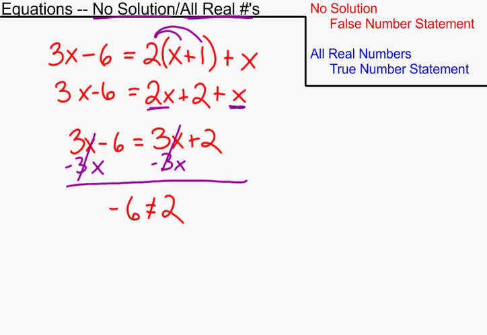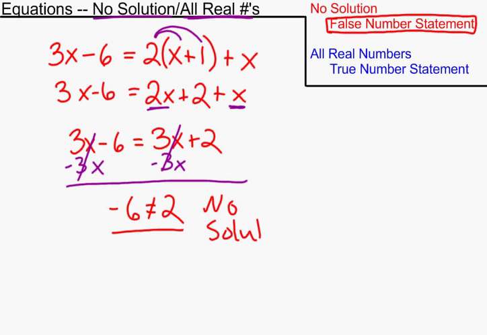Anytime that my variables cancel out and I don't have any left, I have either no solution or all real numbers. And in this case, if I have a false number statement, something like negative 6 equals 2, I know that I have no solution to my equation. In other words, there are no numbers that I could plug into my original in order to make it true, or to make it the same on both sides. So again, if the variables cancel out and I get a false number statement, something like negative 6 equals 2, the answer is no solution. No numbers that would make my original true.